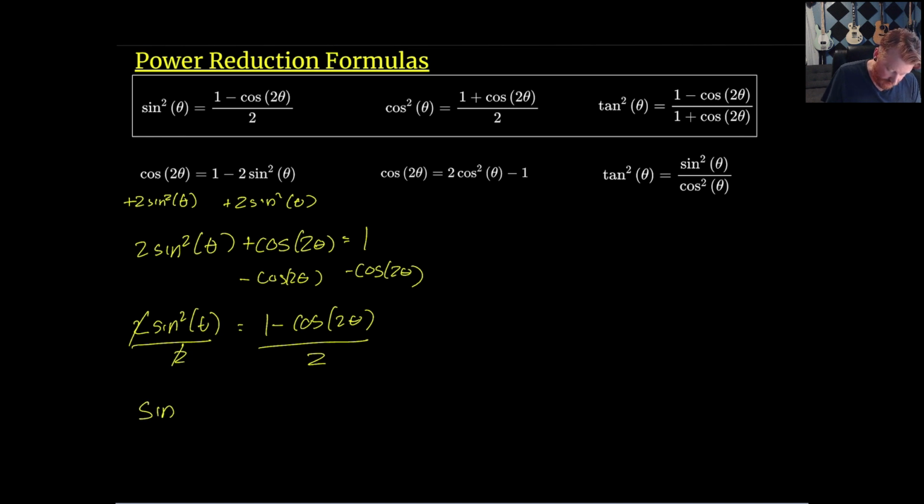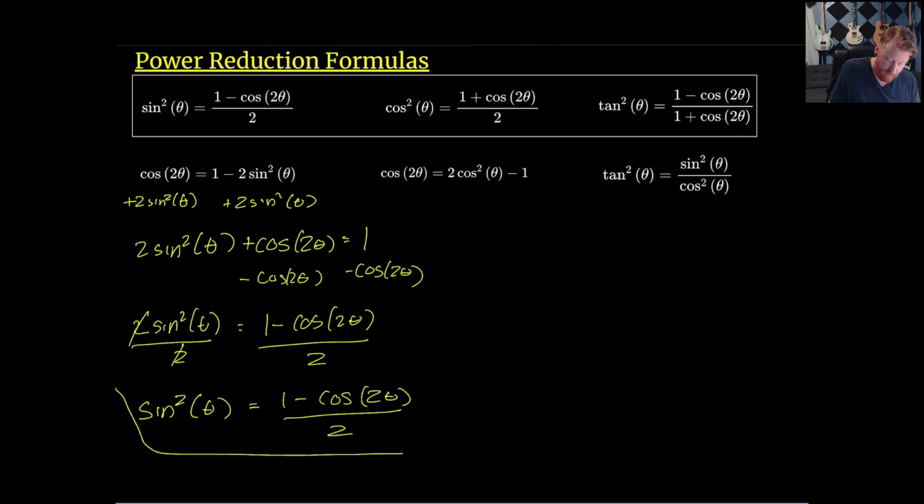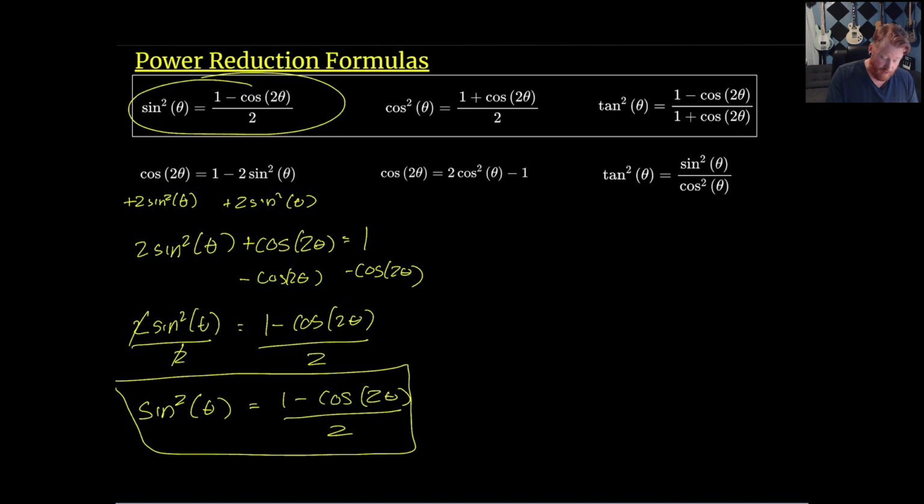So this is just a straight algebraic rearrangement of the double angle formula for cosine, and we'll get sine squared theta is equal to 1 minus cosine 2 theta all over 2. So there we go. As promised, there is the power reduction formula for sine.